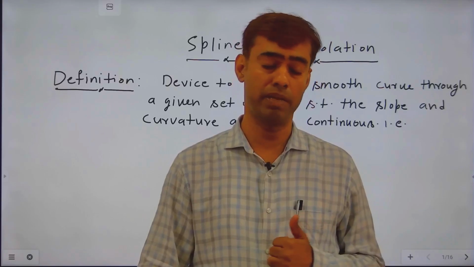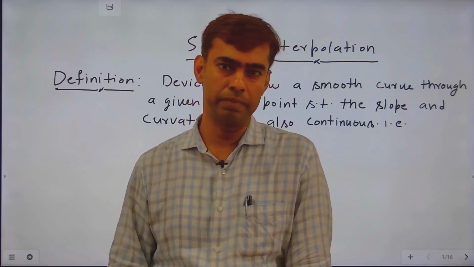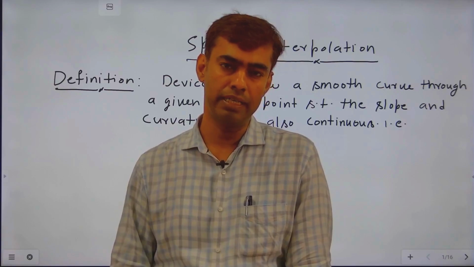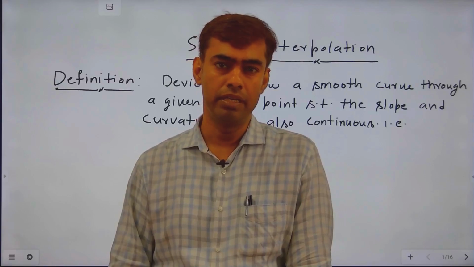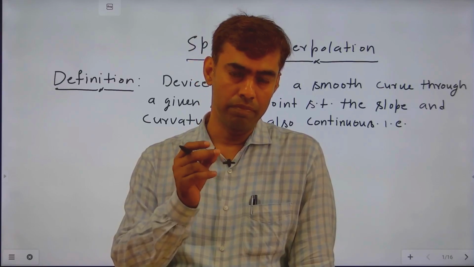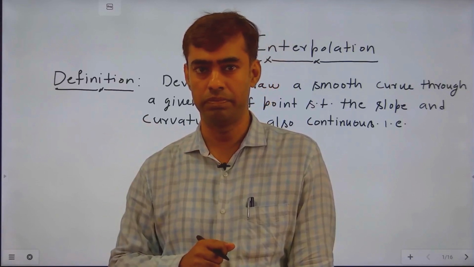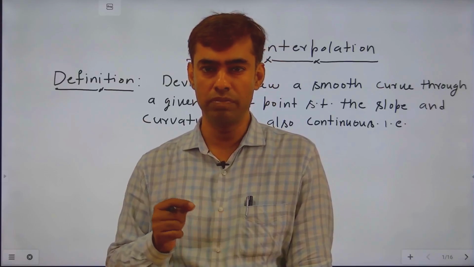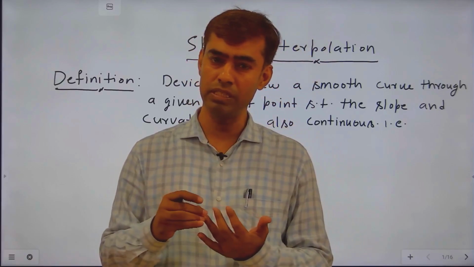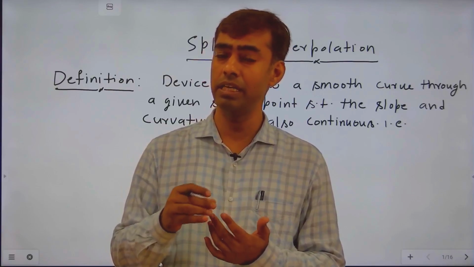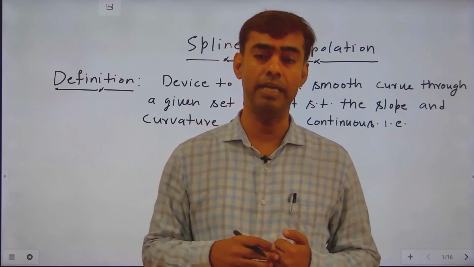First thing, what is a spline? When a computer is not used for drawing any curve, at that time the draftsman used a device known as a spline, and with the help of this device, a spline, we are able to draw a smooth curve. What is the meaning of a smooth curve? In case of a smooth curve, the function is continuous and their first order and second order derivative, in case of a cubic spline, must be continuous at their knots.